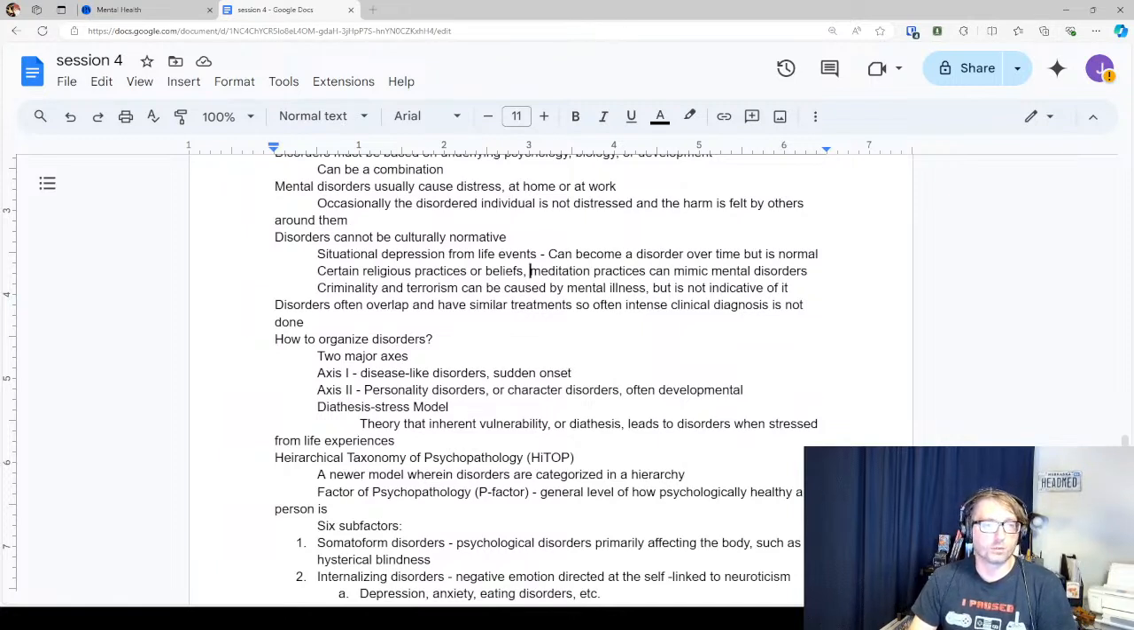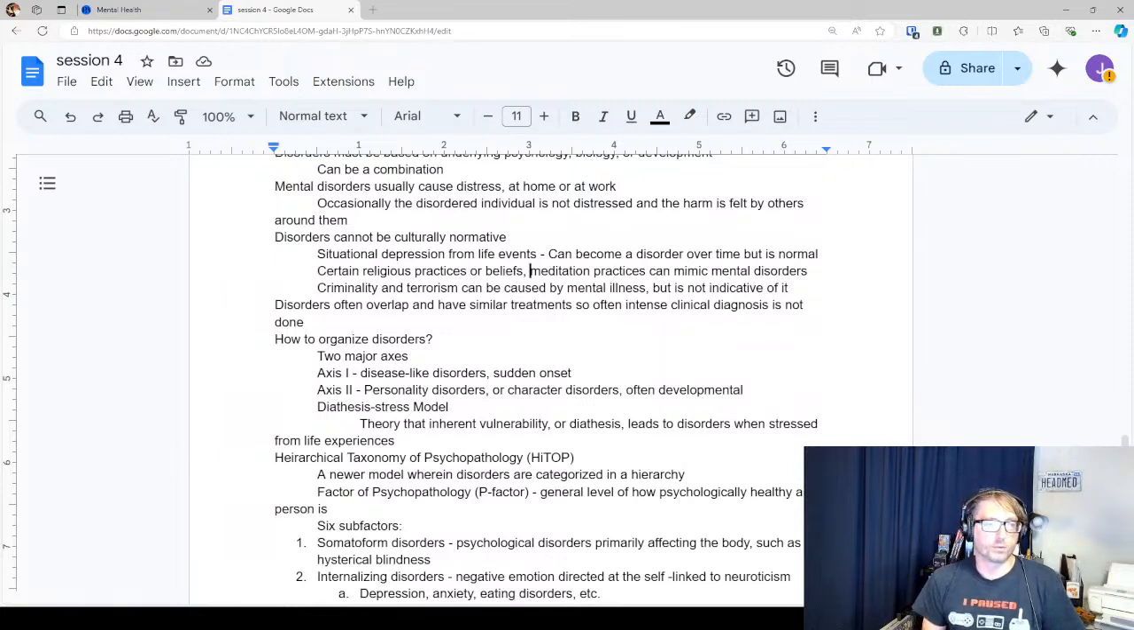We have meditation or certain religious practices and beliefs. Many can seem delusional, but they're not considered mental disorders. Meditation practices, stuff like that. So we have criminality and terroristic political action. Those things can be caused by mental illness, but it doesn't mean that there's mental illness. A criminal might be mentally ill when they commit a crime, but they may not.